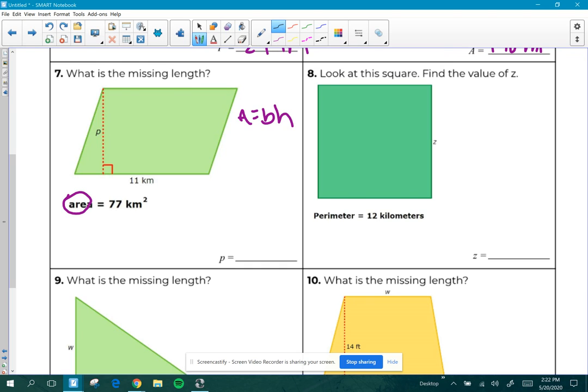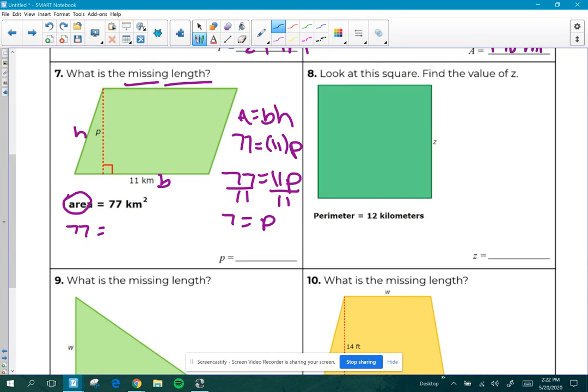So I know the area is 77 kilometers squared. So I need to plug that in for A. So this is going to be 77. And then I know my base is 11. I don't know my height because it's labeled as P. So plugging that in, I don't know my height, that's P. Now I need to find the missing length, so I need to solve for P. Just rewriting this a little bit neater, I have 77 equals 11P. In order to get P by itself, I have to divide both sides by 11.